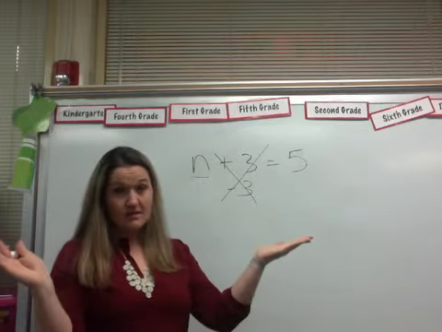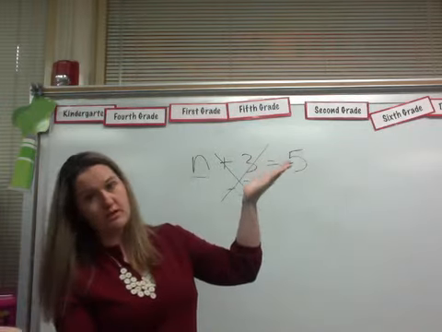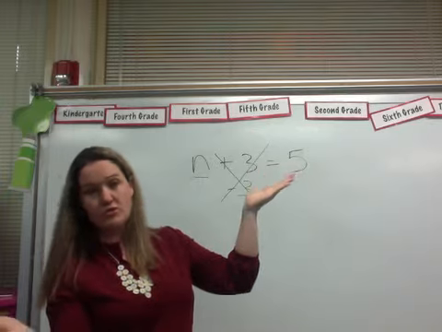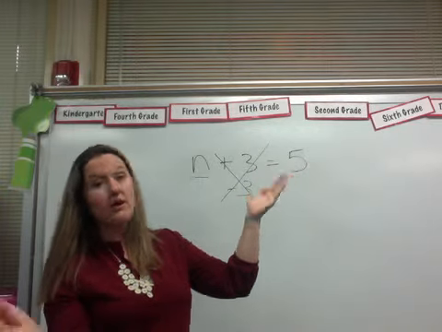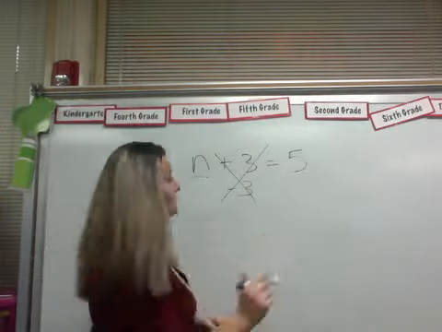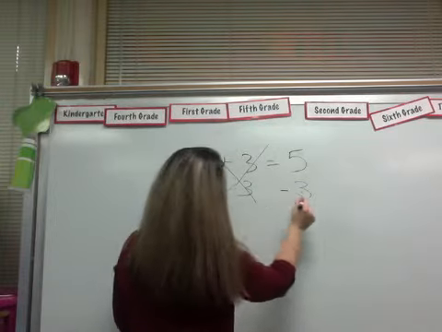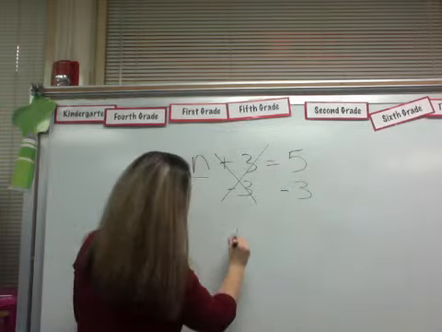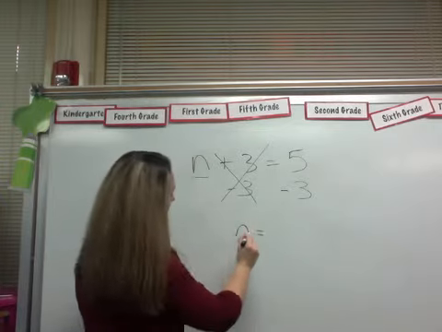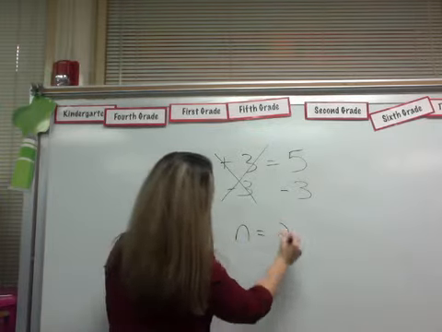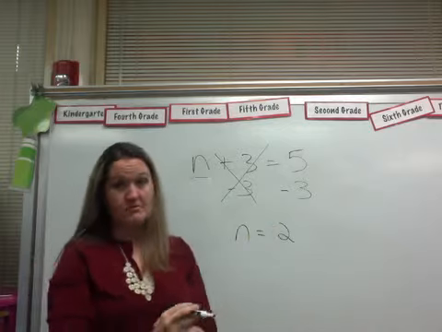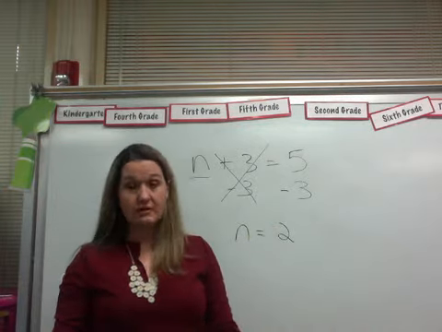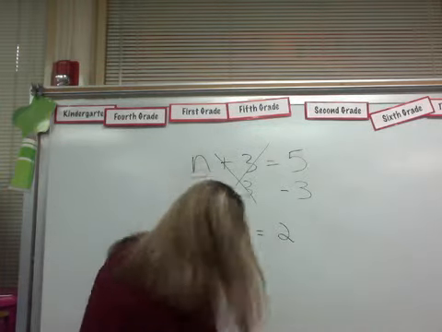But remember, with my scale, I did something to one side but didn't do it to the other, so what do I need to do to balance it back up? I have to do the exact same thing over here. So I do minus 3 over here. If I subtracted 3 over here, I've got to do the exact same thing over there. So now my equation is n is equal to, well, 5 minus 3 is 2. That's the steps of solving an algebraic equation. Just a quick review.